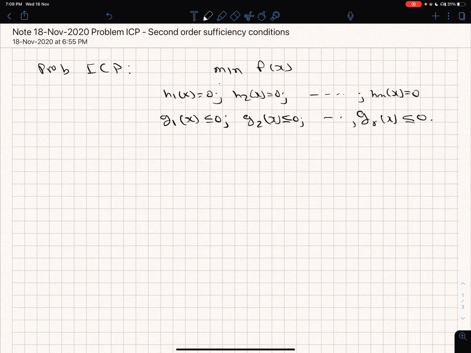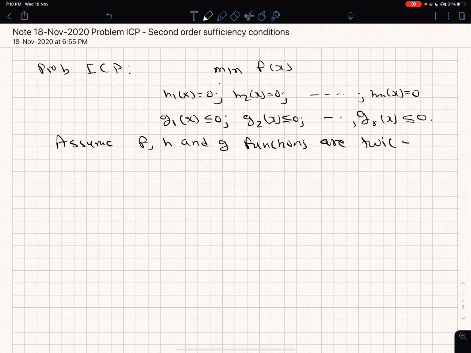Okay, and we are going to assume that the f, h, and g functions are twice continuously differentiable. Okay, this is what we are going to assume.